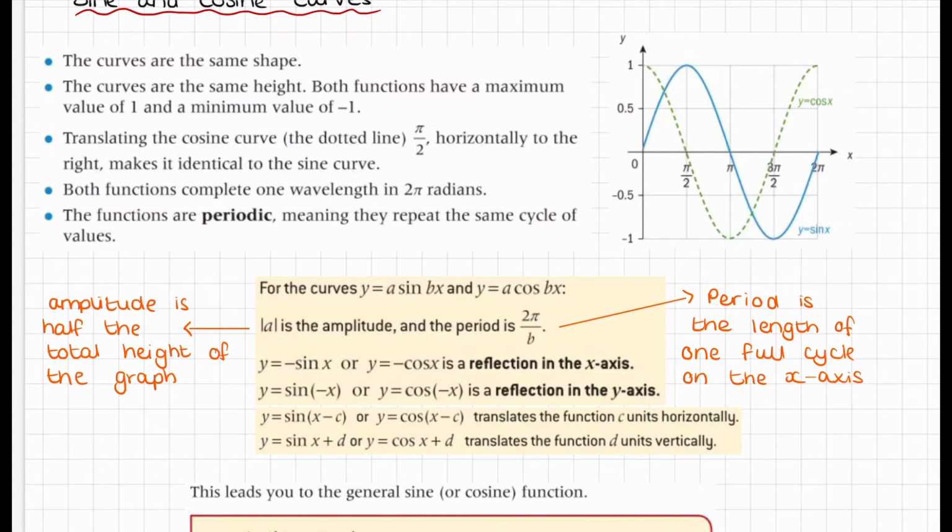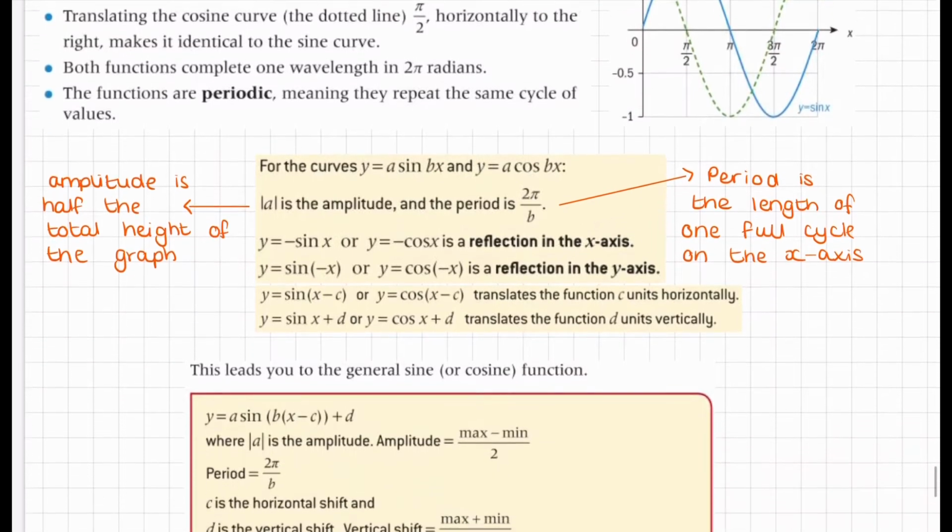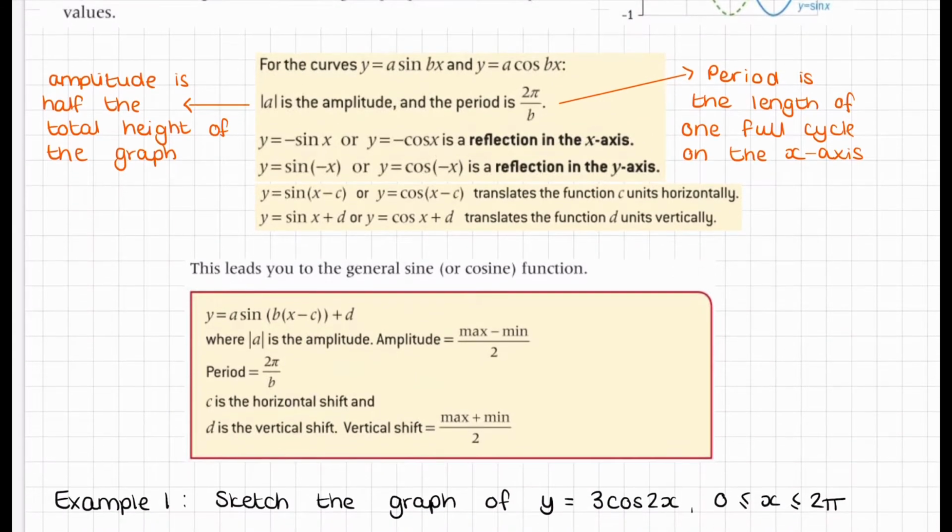If there's a negative in front of the function, it's a reflection in the x-axis. If it's a negative in front of the x, a reflection in the y-axis. If there's a minus c or a plus c after the x, then it translates horizontally, and if there's a plus or minus value at the end of the function, it will translate vertically, which we already know from our transformations.